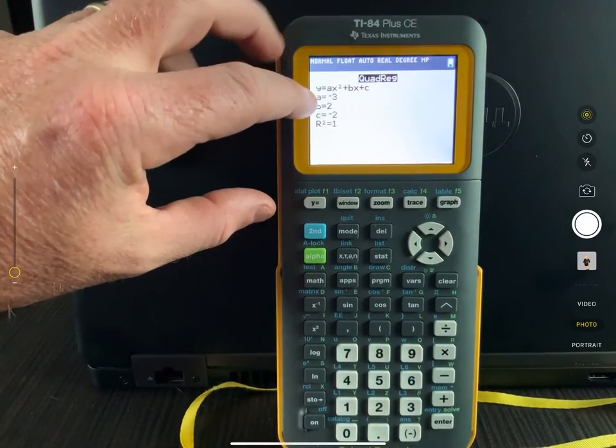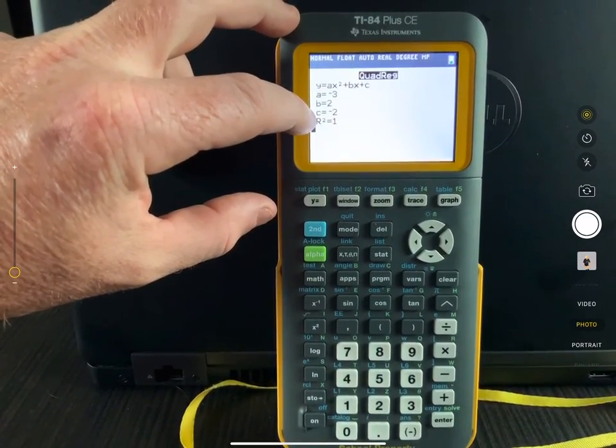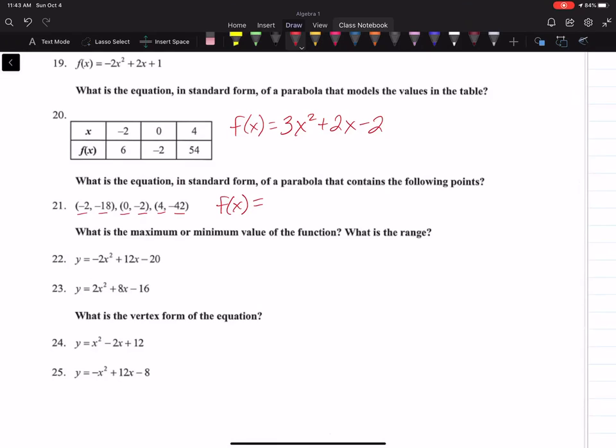A is -3, B is 2, C is -2. Okay, so then you just write the equation. So back to my equations here, we're going to have A was -3x squared, B is 2, so plus 2x, and then C is -2. So it's very similar to number 20. The only difference is the 3 is negative this time. All right.